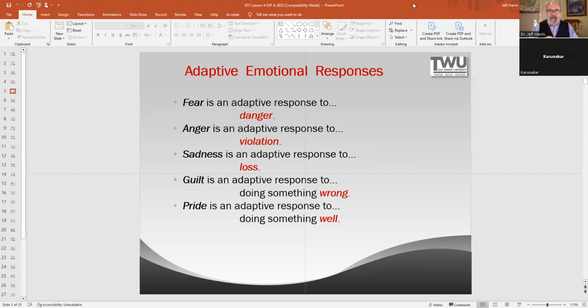So each emotion has a different adaptive purpose. So fear is an adaptive response to danger. Anger is an adaptive response to violation. Sadness is an adaptive response to loss. Guilt is an adaptive response to doing something wrong. And pride is an adaptive response to doing something well. So these are just examples. There's other emotions. But obviously, each of these emotions is sometimes helpful and sometimes not helpful.